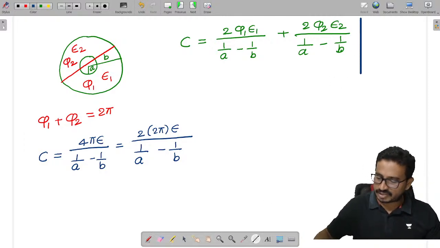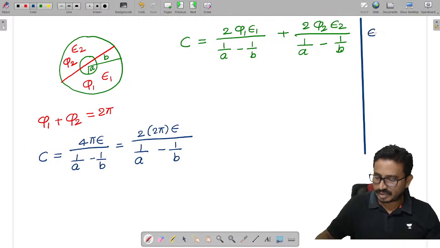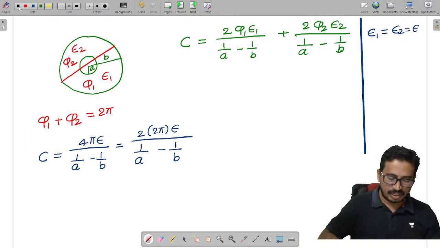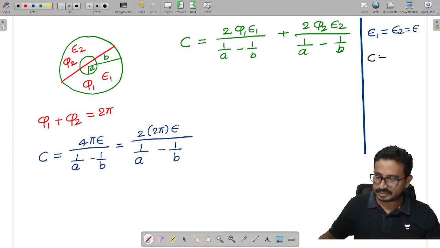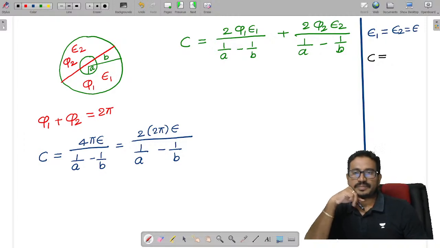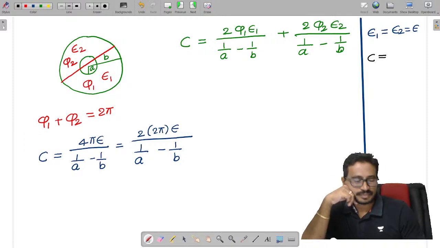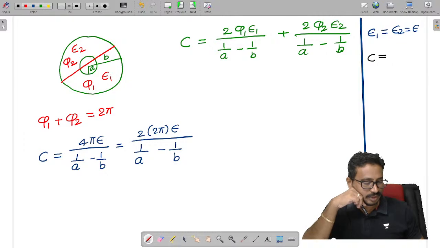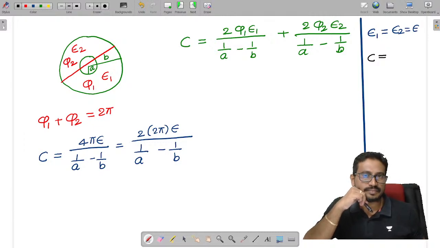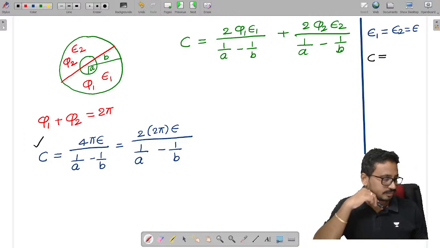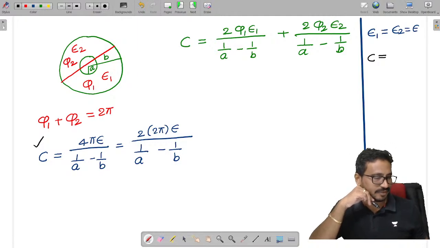Also check this: if epsilon 1 is equal to epsilon 2, equal to epsilon, then what value will come for C? Will the original formula come or not? If epsilon 1 is equal to epsilon 2, then you will get the original formula, right? Yes, that's the way we have simplified.